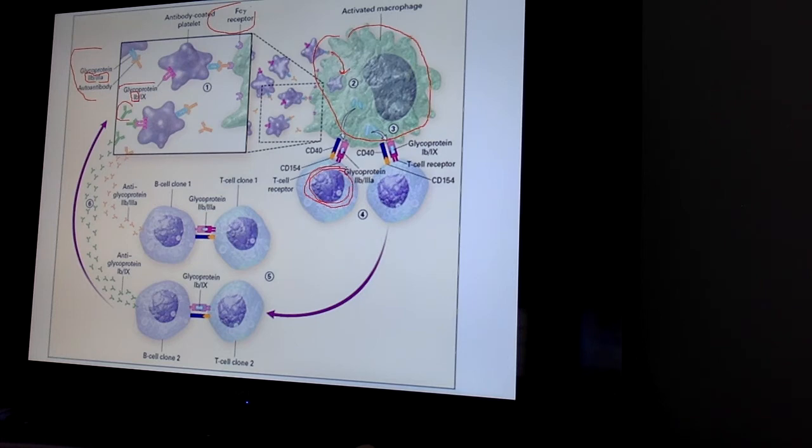Now, T cell, if you see here, this is the T cell receptor that will bind to the MHC2 receptor on the macrophage. And here we have CD154, which is found within the T cell, and we have CD40, which is found within the macrophage. So the co-stimulation process will lead to stimulation of the T cell.